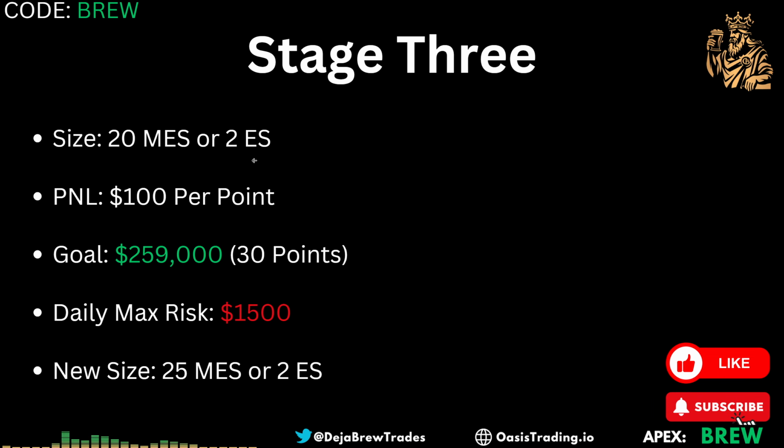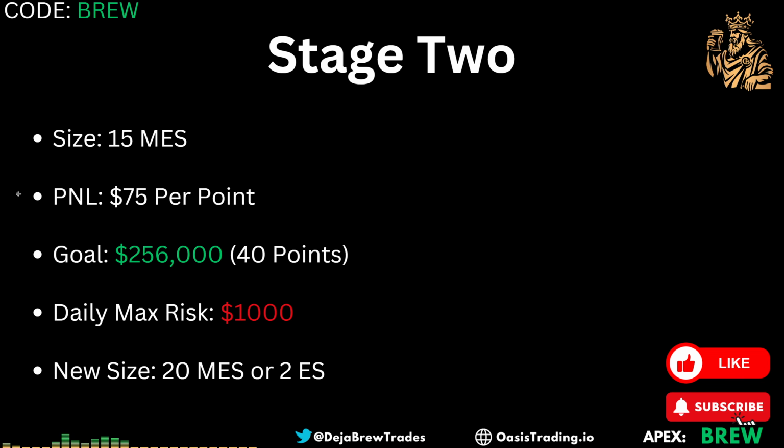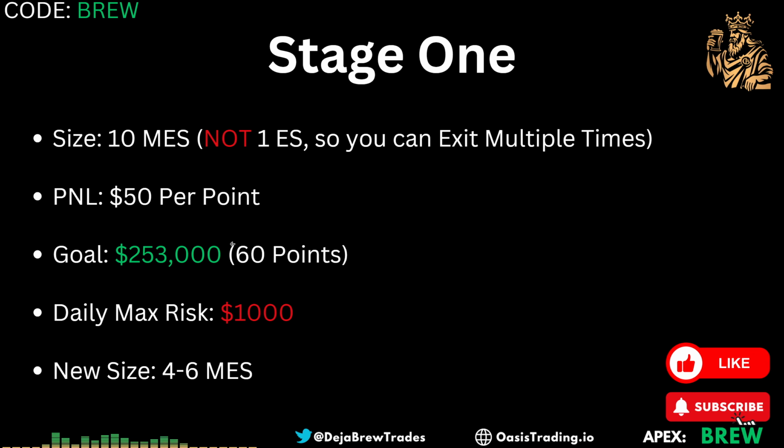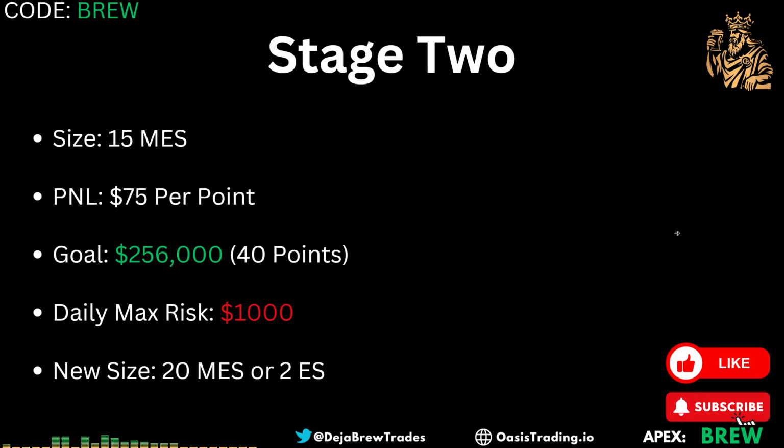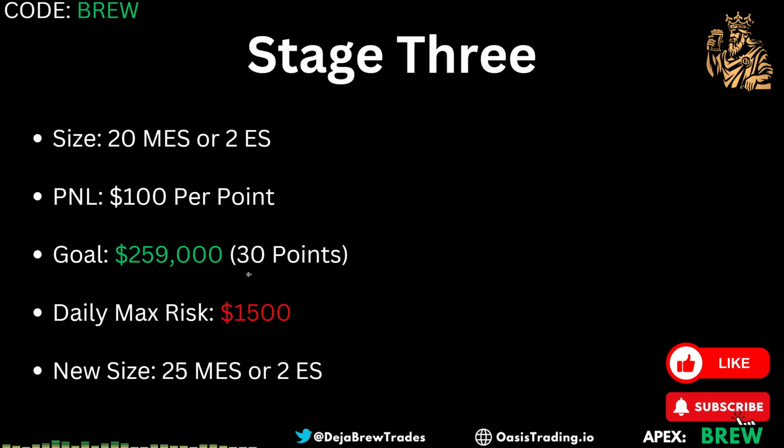Like I said, 20 MES or 2 ES. It's going to be $100 per point. You're still looking for that $3,000 goal. That's going to be a 30-point goal. And notice how the points to get to your goal are going down, right? Because you are sizing up. So you need to be comfortable in your trading because that's going to be risk up, right? Your risk is going to get higher.